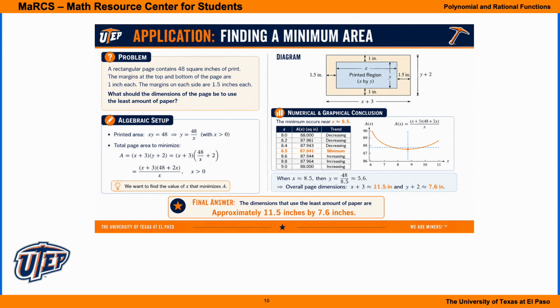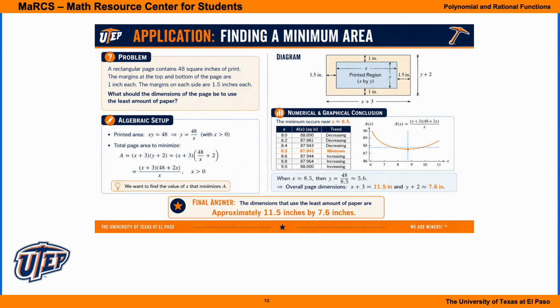Now another application is finding the minimum area. So our problem states, a rectangular page contains 48 square inches of print. The margins at the top and the bottom of the page are 1 inch each. The margins on each side are 1.5 inches each. So what dimensions of the page will use the least amount of paper? So we see that the printed region is given by x by y, and the total area of the page is given by the length times the width, where the length is defined by x plus 3.